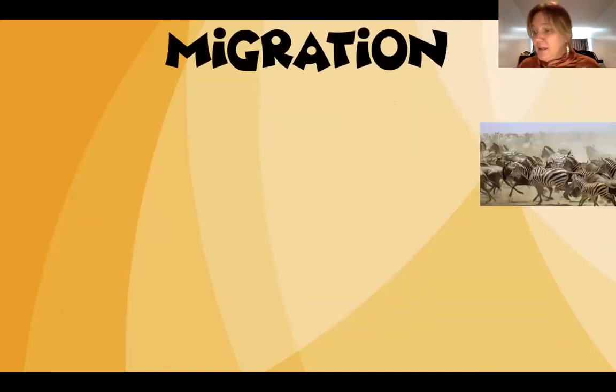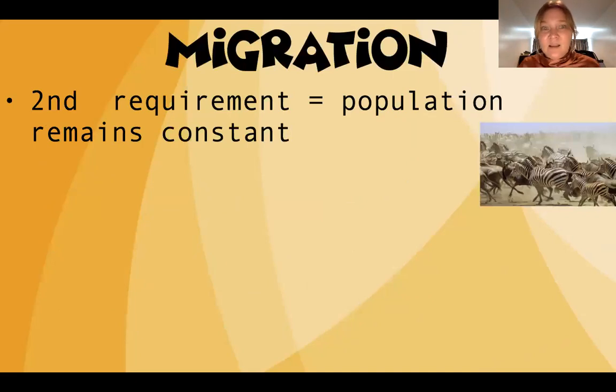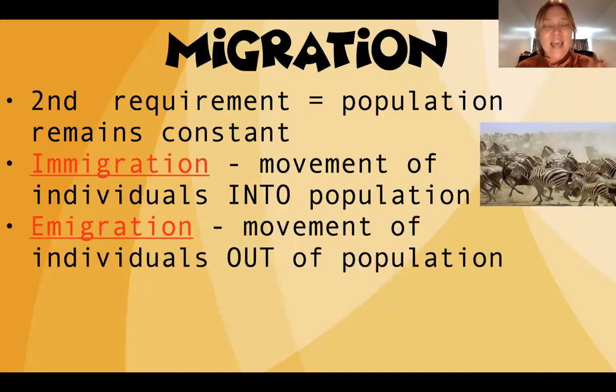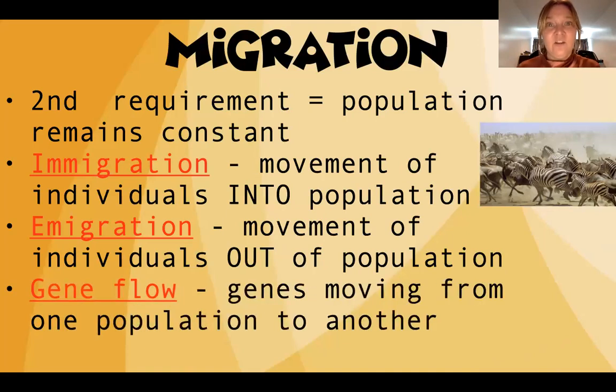Rule number 2 is that the population remains constant. Nobody comes in, nobody goes out. And of course, we know, I'm a perfect example of this, that that doesn't always happen. So immigration is the movement of individuals into a population, and emigration is the movement of individuals out of a population. This creates something called gene flow.